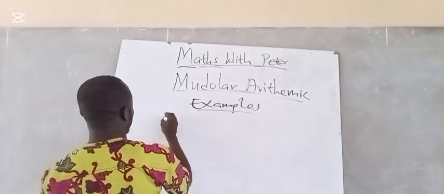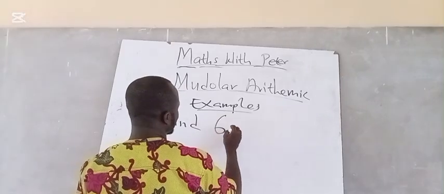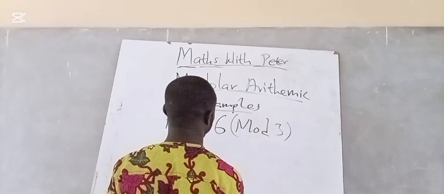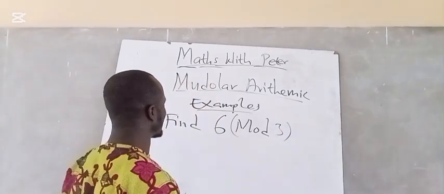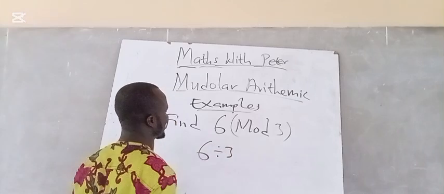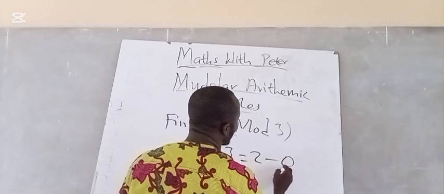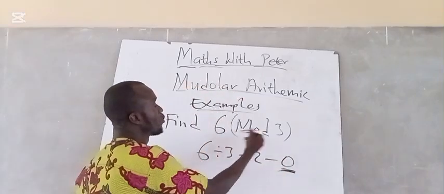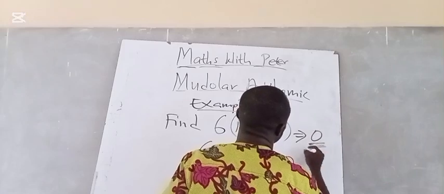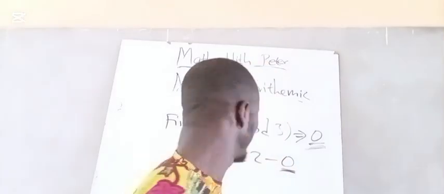So let's find 6 mod 3. What we do again is see how many times 3 goes into 6. So 6 divided by 3. 3 goes into 6 two times with no remainder, 0 remainder. So 6 mod 3 will give us 0. This is our answer. I hope you understand the concept. If you understand this one, let's go to another aspect.